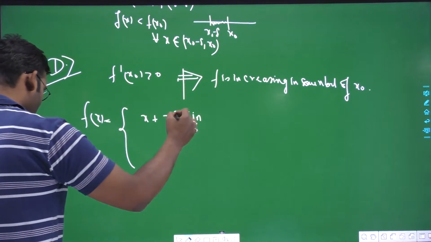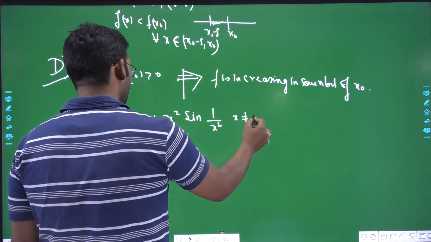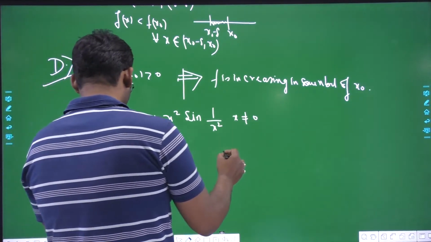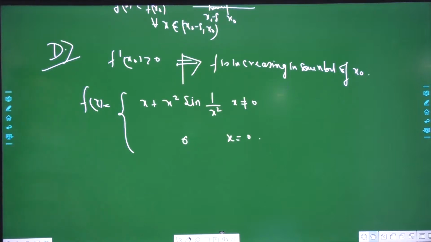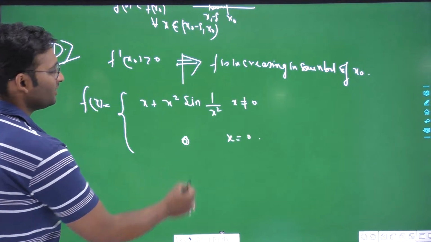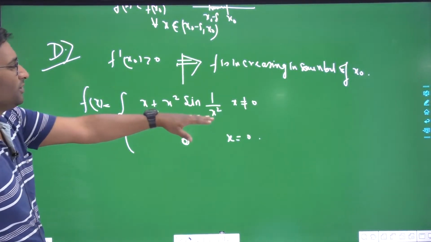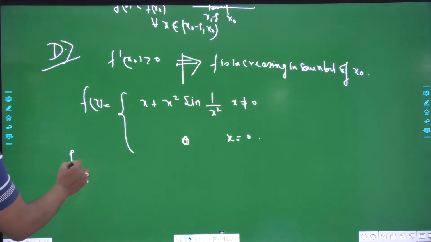sine of 1 over x square, for x not equal to 0, and whenever x is equal to 0 you can write it as f of x equal to 0. See, so f is differentiable everywhere: at x not equal to 0, this is a differentiable function, and at x equal to 0 it is a constant. What about differentiability at x equal to 0? We simply find f dash 0.